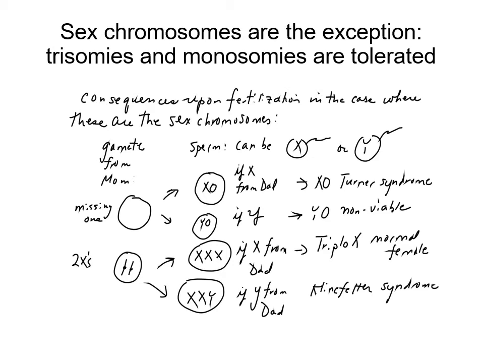You could have missegregation in the dad, for example. This is just one way of illustrating this particular case. But there are other ways that you could get similar genotypes from other mechanisms having to do with the dad or whatever.